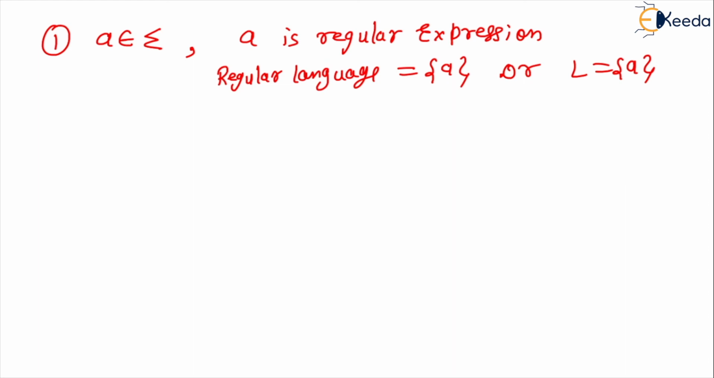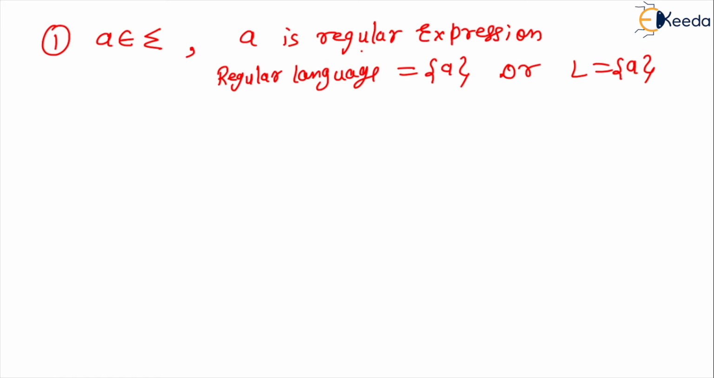Means you have a statement: design a regular language for the input A that contains the string whose length is exactly one. In that case, what do you say? The exactly one-length string is only a single A. So that is the regular language format, and that is the regular expression.